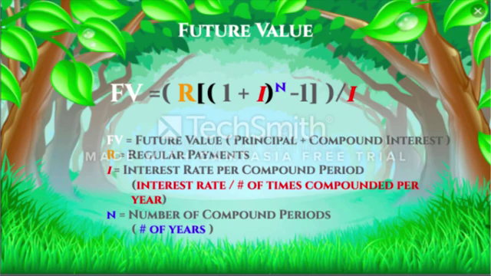FV represents the future value. R represents regular payments. I represents the interest rate per compound period. And N represents number of compounding periods.